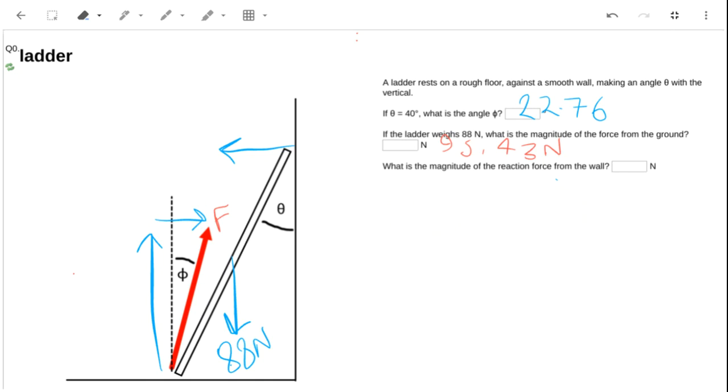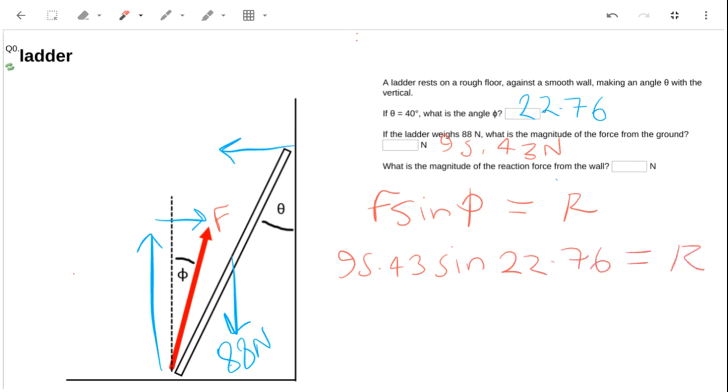And what's the magnitude of the reaction force? Well, this is a horizontal balance of forces. This is F sine of phi, and that's going to equal my reaction force. So that's 95.43 times the sine of 22.76. So the reaction force is 36.92. There we go.